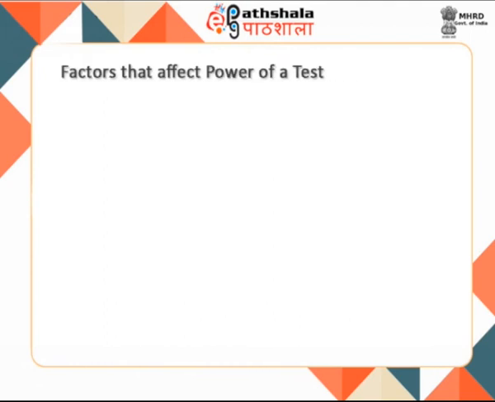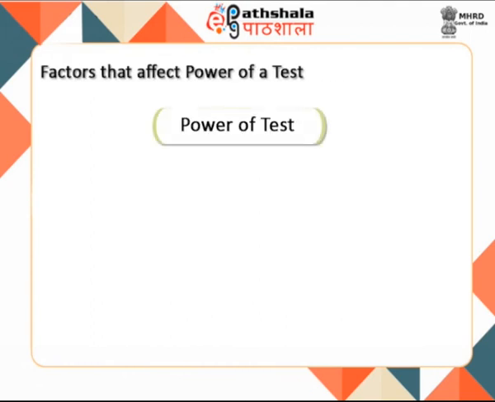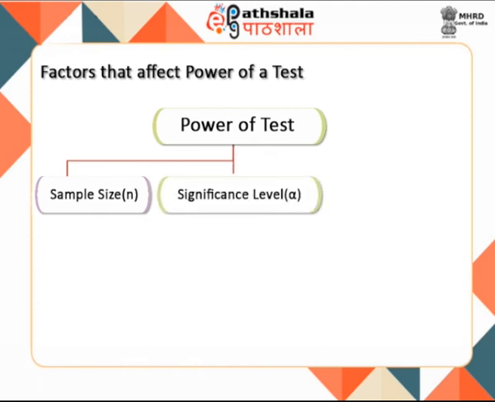Let us discuss the factors that affect the power of a test. Sample size n: other things being equal, the greater the sample size, the greater the power of the test. Significance level alpha: the higher the significance level, the higher the power of the test. If you increase the significance level, you reduce the region of acceptance. As a result, you are more likely to reject the null hypothesis. This means you are less likely to make a type 2 error. Hence, the power of the test is increased.